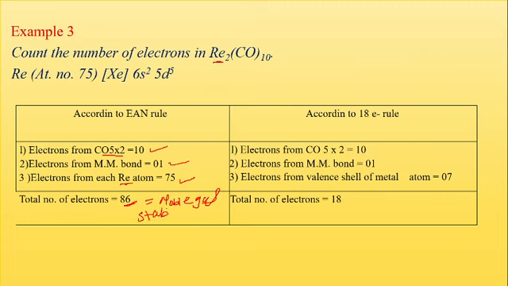So this is a stable compound. Next, according to the 18 electron rule, one Re contains 5 carbonyls, which contain 10 electrons. There is one metal-metal bond, so we count 1 electron. Rhenium has 7 valence electrons; the valence electron configuration is 6s2 5d5, so 5 plus 2 is 7. If we sum it, the total number of electrons is 18, so this organometallic compound is stable.